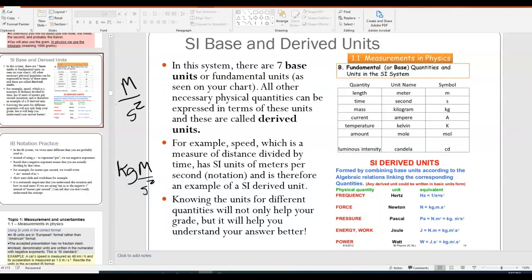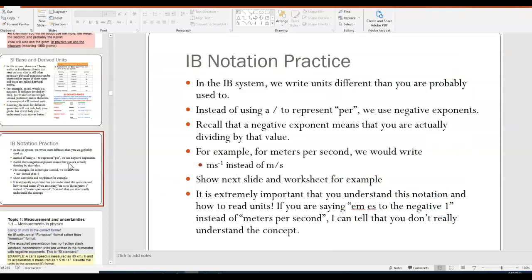And there's one more thing I want to talk about in this video. Okay, and that is IB notation. Now, the IB uses a notation for units that you're probably not familiar with. Okay, here's how it works. Instead of using a slash to represent per, we use negative exponents. Now, let me break that down.